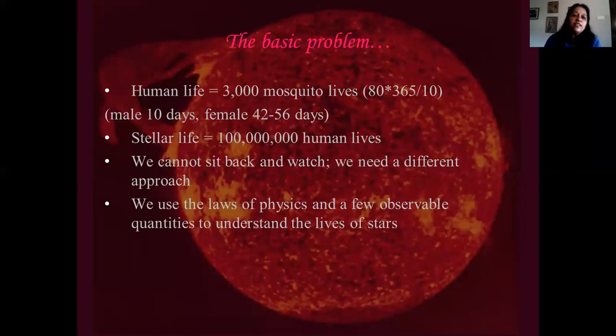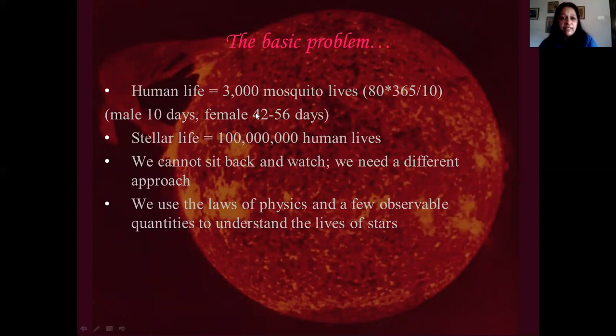Now, why is it basically difficult? Because a male mosquito lives for about 10 days, a female one for 42 to 56 days. So in terms of human life, a human life is about 3,000 mosquito lives, if we assume that the human being lives for about 80 days. I've made a basic calculation over here, human being living for 80 days into 365 divided by 10. If a male mosquito decides to study a human life, it is about 3,000 times the age of a male mosquito.